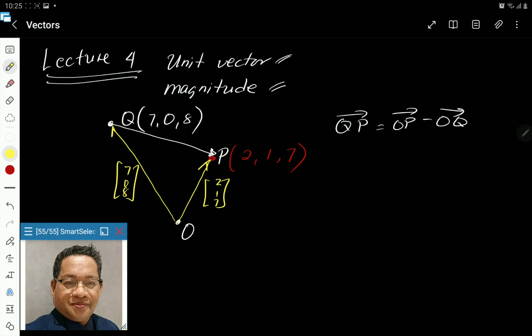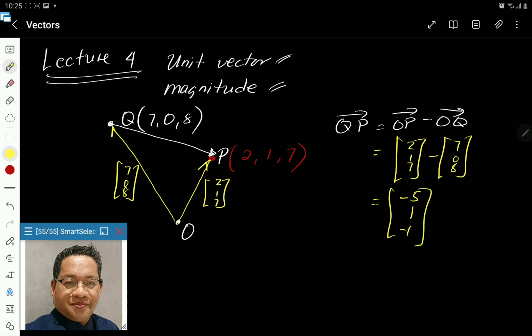Take a look, OP and OQ are vectors. So therefore, your OP now is 2, 1, 7, minus your OQ, 7, 0, 8. So therefore, your QP is equal now to 2 minus 7 is negative 5, 1 minus 0 is 1, 7 minus 8 is minus 1. Okay, so that is now my QP. I need this one later on.